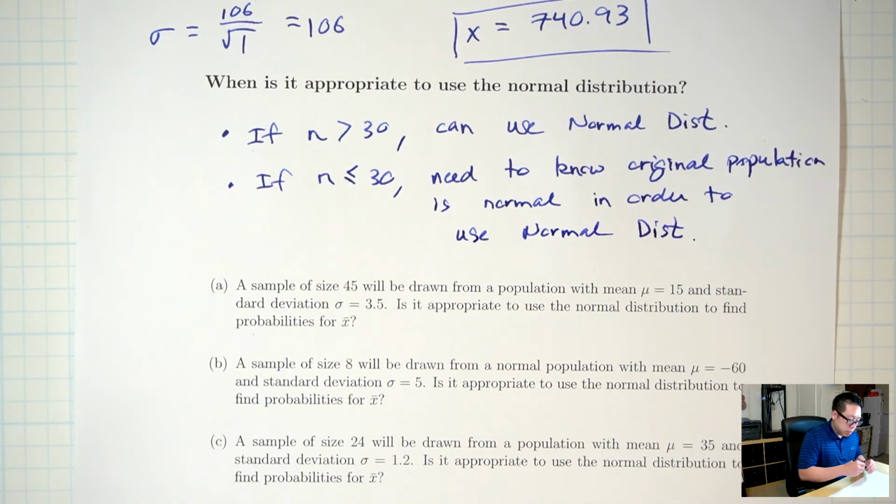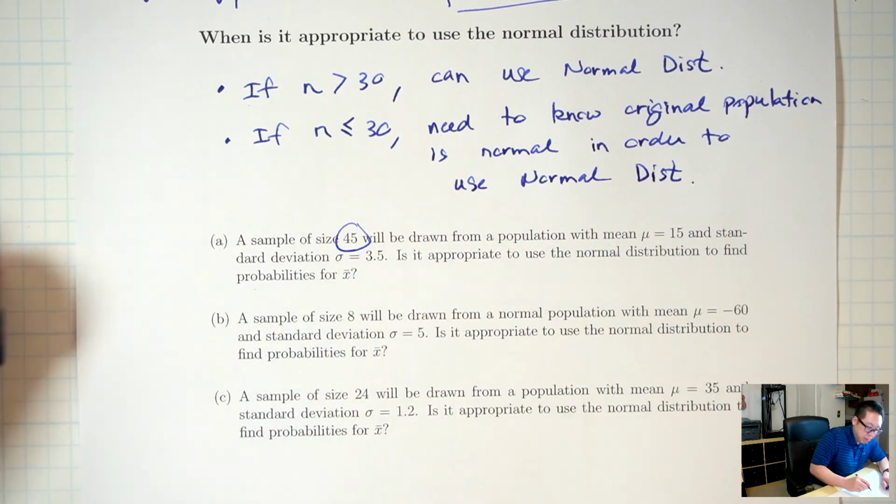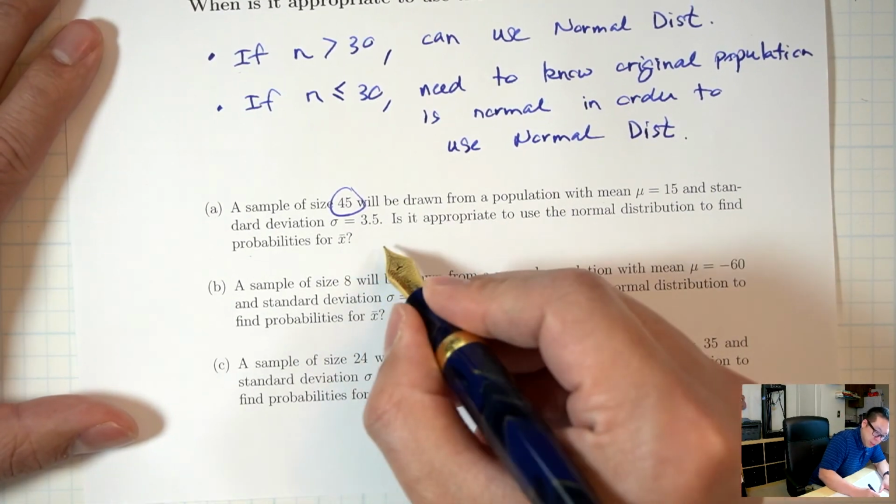Let's go through some of these examples and decide, are we allowed to use the normal distribution or are we not? Part A, a sample size of 45 will be drawn from a population. So I don't need to read anything else. I see 45. 45 is bigger than 30. So for sure, no questions asked, yes, you can use the normal distribution. So this is a for sure yes.